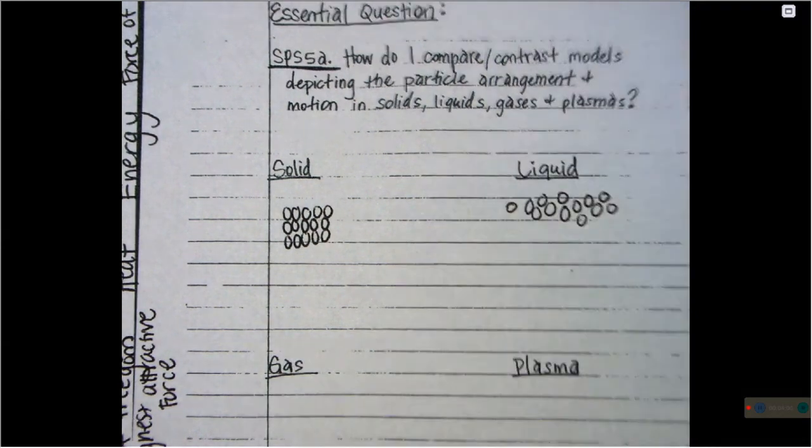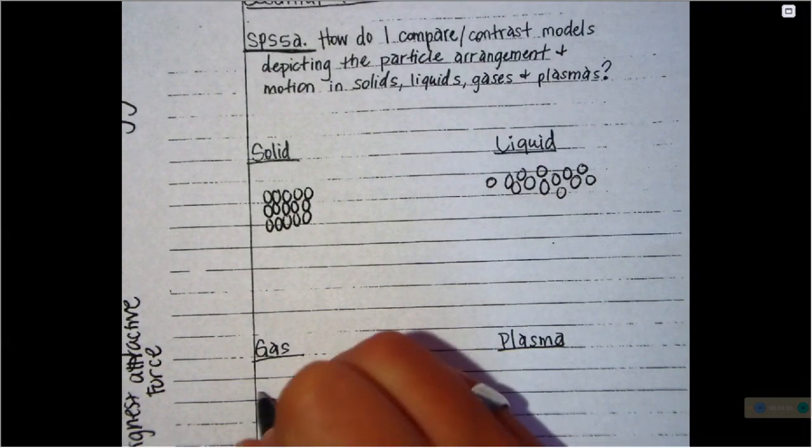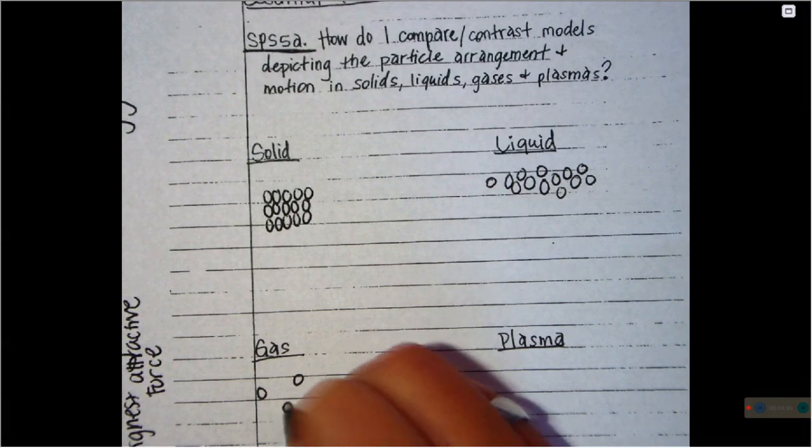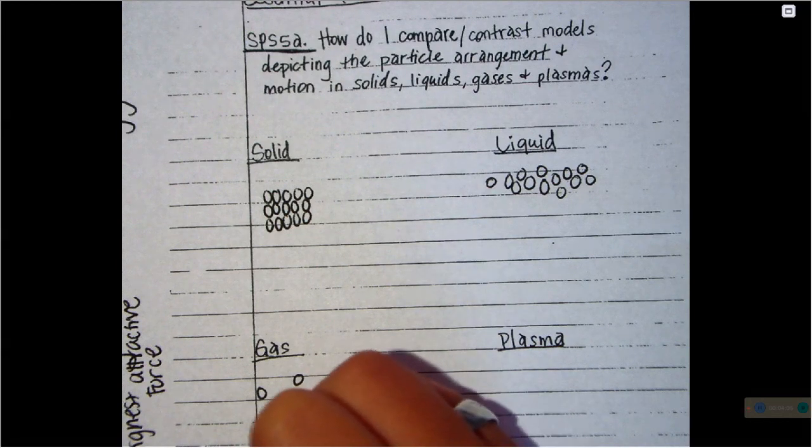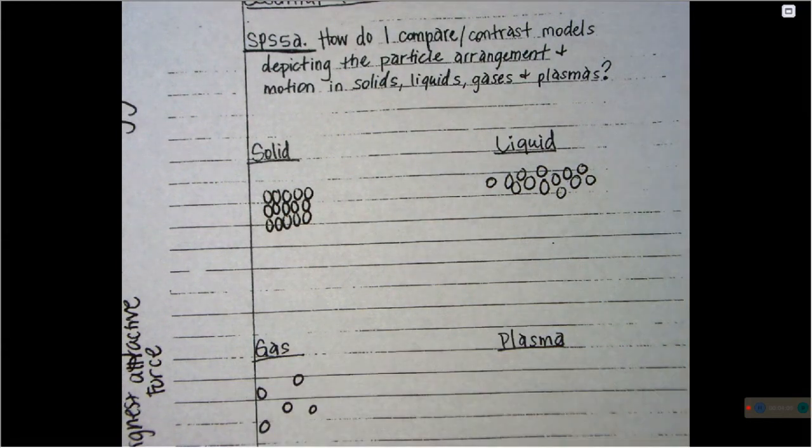A gas is going to be much farther apart. Okay? If they had a container, they'd be bouncing off the walls. And then plasma, you're going to see, is even farther apart. And remember, those only happen in the stars, in the sun, and we also see it in lightning.